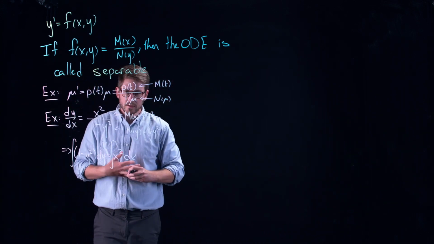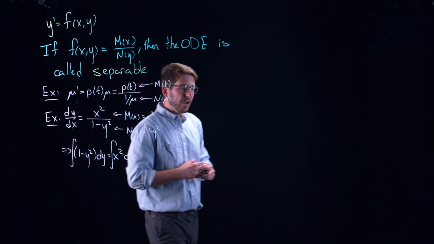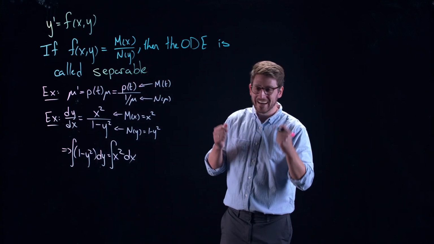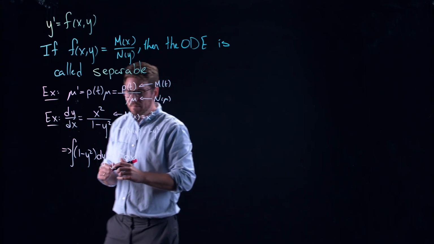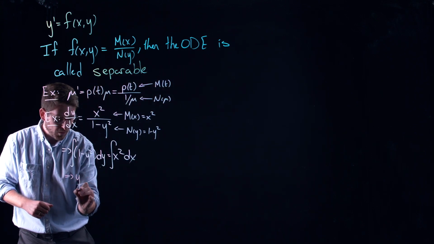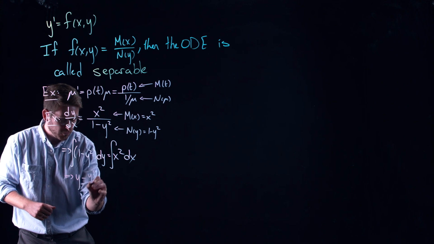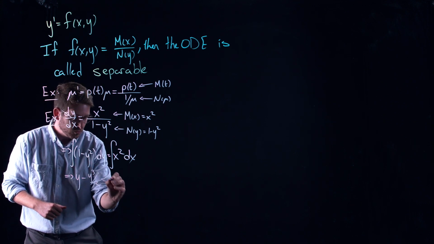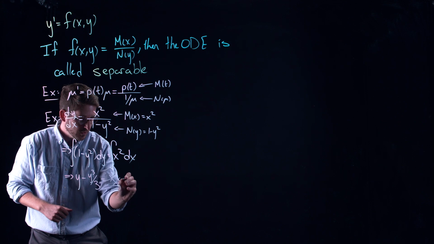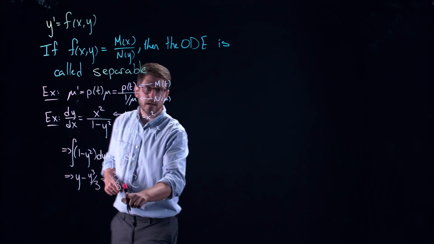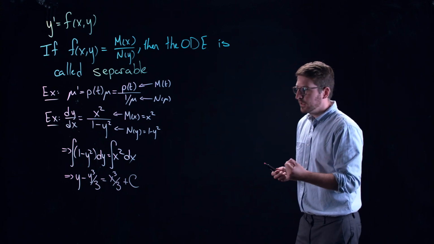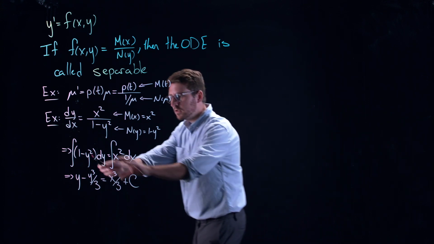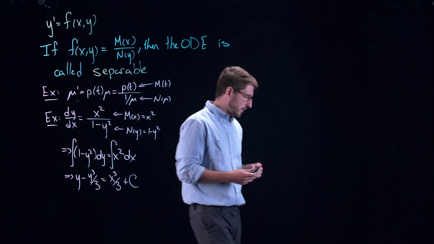But now I have some easy integrals, right? I can do this, this isn't bad at all. So look at this. y minus y cubed over 3 is equal to x cubed over 3 plus c. Don't forget about the plus c, right? We've seen it over and over and over again. This is a general solution to our ordinary differential equation.